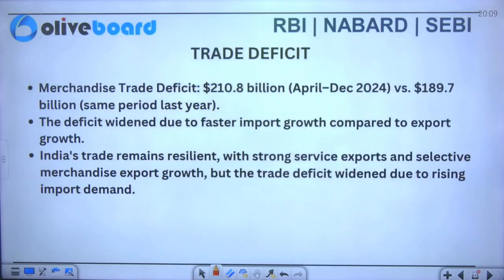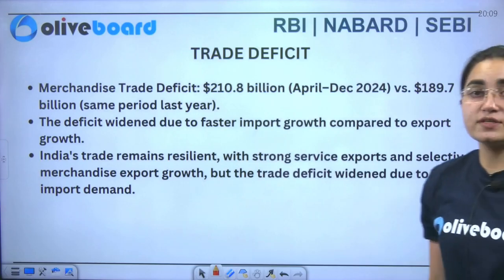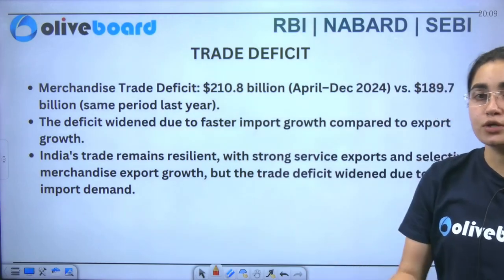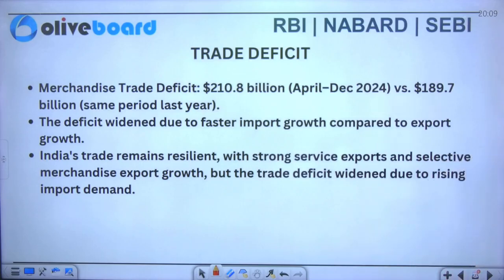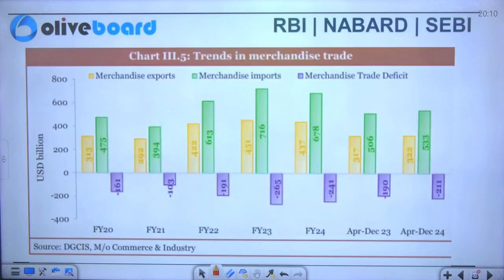Similarly, if you talk about the trade deficit here, you can see trade deficit as in you are increasing your imports and your exports are less. So the merchandise trade deficit is $210.8 billion. Now if I talk about the deficit, it has widened due to faster import growth. Okay. Now India's trade remains resilient with strong services exports and selective merchandise export growth, but the trade deficit widened due to rising import demand. That is the case here.